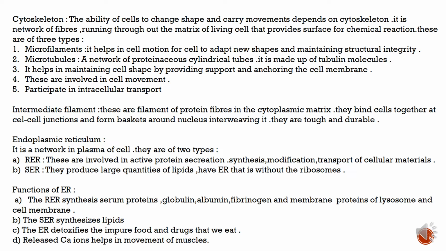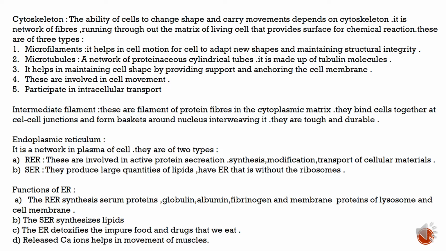Then microtubules, a network of proteinaceous cylindrical tubules. They are made up of tubulin molecules. They help in maintaining cell shape by providing support and anchoring the cell membrane. These are involved in cell movement and participate in intracellular transport. Intermediate filaments are filaments of protein fibers in the cytoplasmic matrix. They bind cells together at cell-cell junctions and form baskets around the nucleus, interweaving it. They are tough and durable.